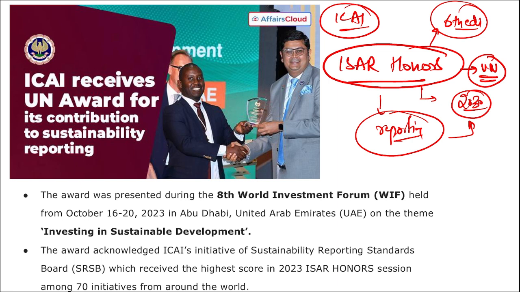Who gave this award? It was given by UNCTAD, that is United Nations Conference on Trade and Development. And this is the Working Group on International Standards of Accounting and Reporting, that is ISAR. So the full form of ISAR is also important, and that is International Standards of Accounting and Reporting. So this was the sixth edition of ISAR honors. It was presented to ICAI by UNCTAD. And what is the aim here? Why is this award given? It is for accurately reporting the adoption of Sustainable Development Goals by 2030.